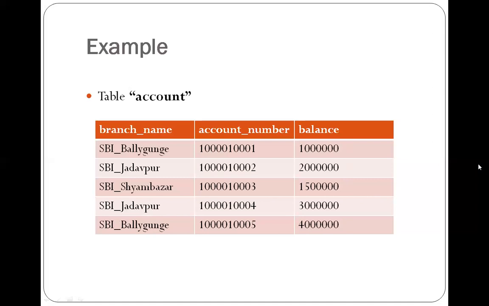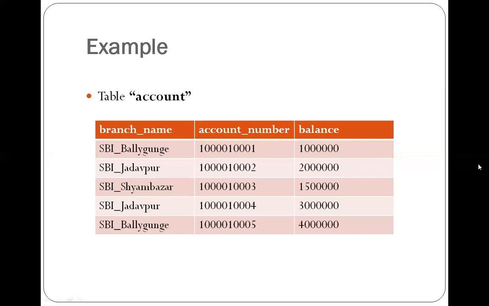Now considering another example, the table account. Here also there are 3 attributes, and 3 columns: branch name, account number, and balance. Here the account number is the primary key, and the account number values are unique for all the 5 records.